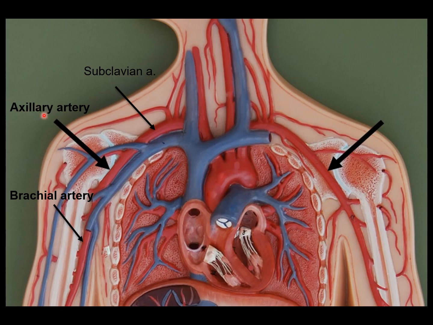So if we look at our subclavian artery, on the right side it's coming off that brachiocephalic trunk. On the left side, it's coming right off the aorta. These are going to go down the arm, and as soon as they hit the shoulder, it becomes the axillary artery. Then as soon as it hits the arm, it becomes the brachial artery.